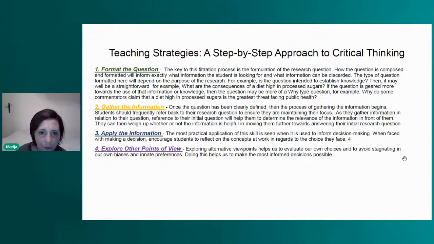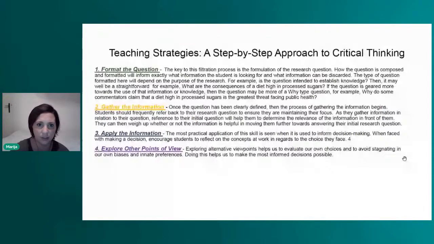Explore other points of view. Exploring alternative viewpoints helps us to evaluate our own choices and to avoid stagnating in our own biases and innate preferences. Doing this helps us to make the most informed decision possible. So this is a step-by-step approach to critical thinking. Also, I have another one.